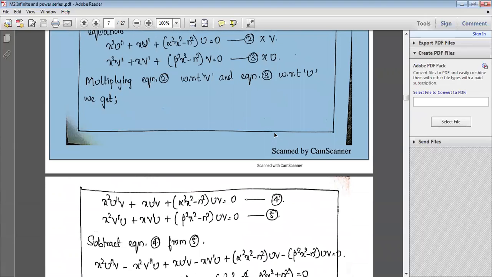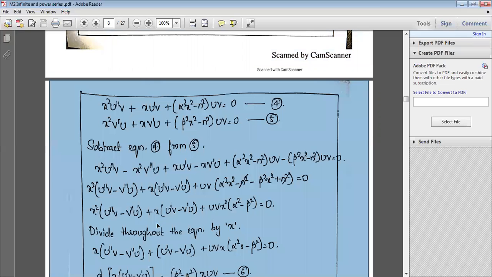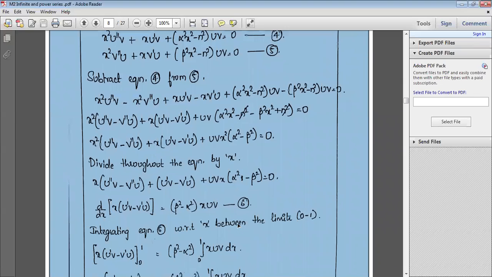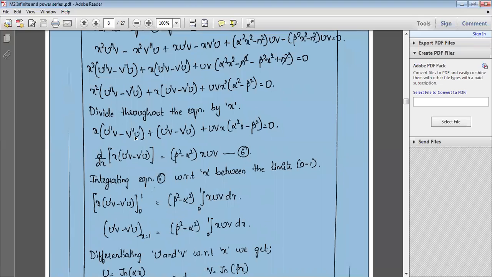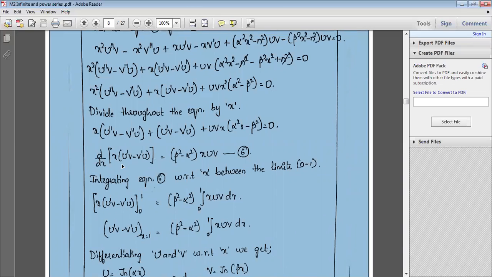Multiplying the equations, we'll get two equations like this. Similarly, subtract these two equations. If we subtract these two equations, we'll get the formula like this. Then divide throughout the equation by x. Why x? Because we can take x common, x here and x here. Then you'll get the equation like this: x into u double dash v minus v double dash u plus u dash v minus v dash u. Now, this can also be written as d by dx of x into u dash v minus v dash u, by applying the product rule.